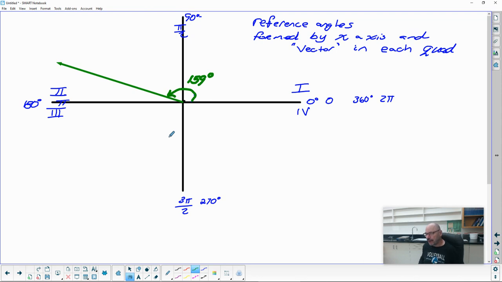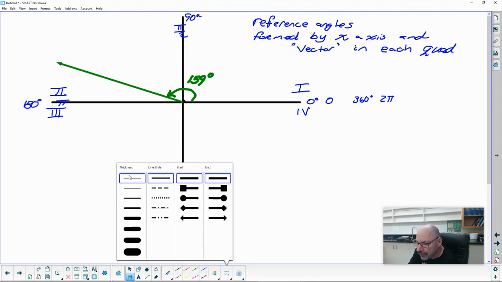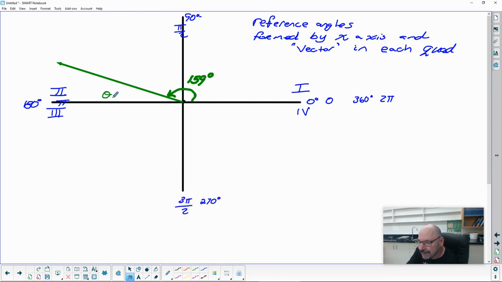The reference angle for it is this angle right here, which I'm going to do in green again, but I'm going to skinny it up a little bit. So this is our reference angle. And what is it? It's the difference between this measurement of the x-axis here and this measurement. So this angle would be 180 minus 159 degrees. So this theta r here is 21 degrees. And we often use reference angles when we're doing calculations.